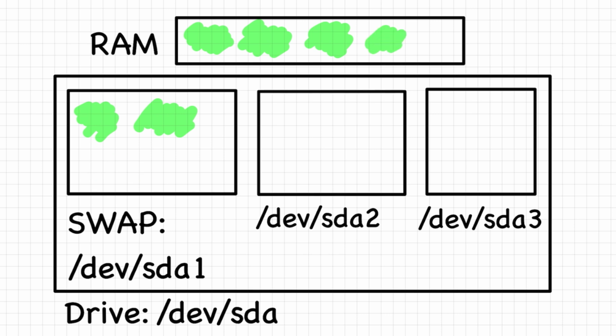The swap partition cannot be mounted like the others, so you cannot access it like a normal directory. A system can have multiple swap partitions, and Linux also supports the use of swap files instead of partitions, which can be useful to quickly increase swap space when needed.